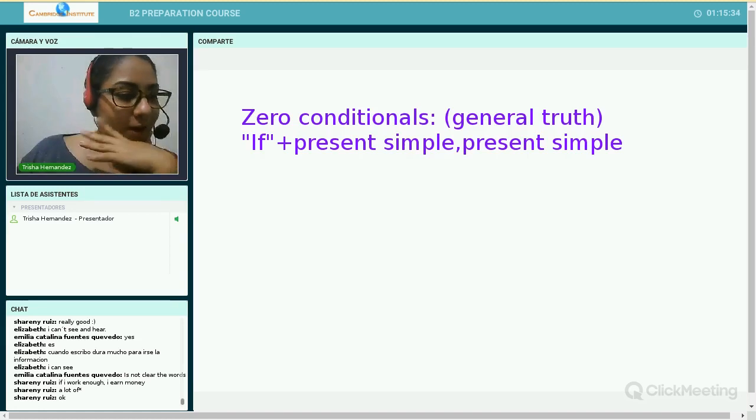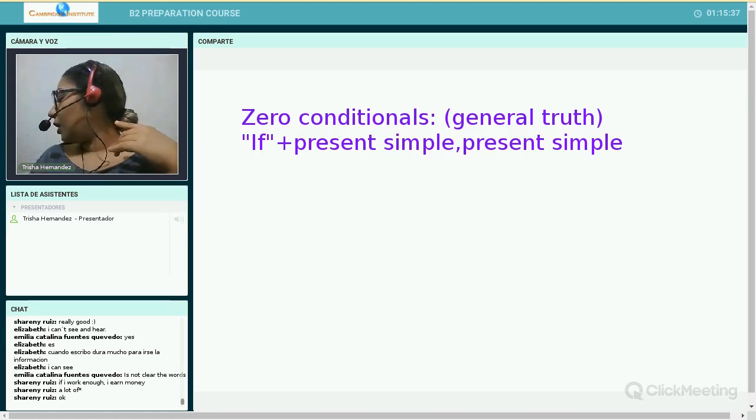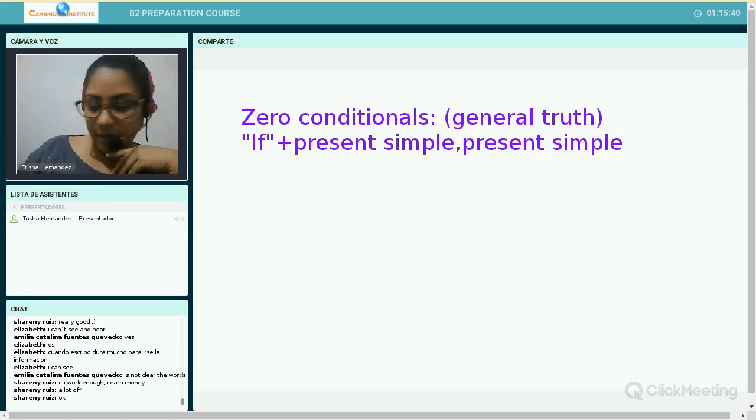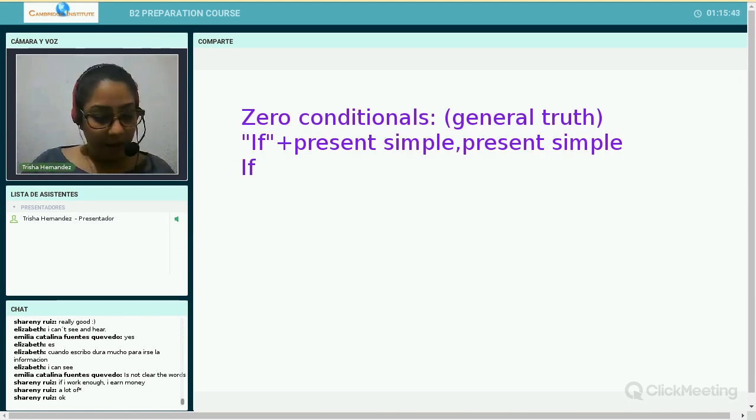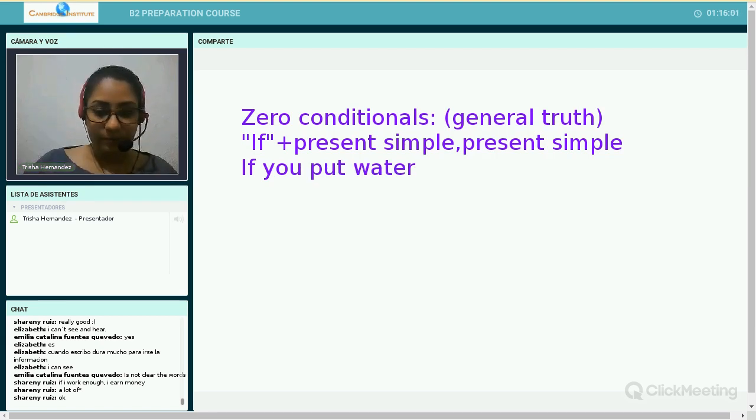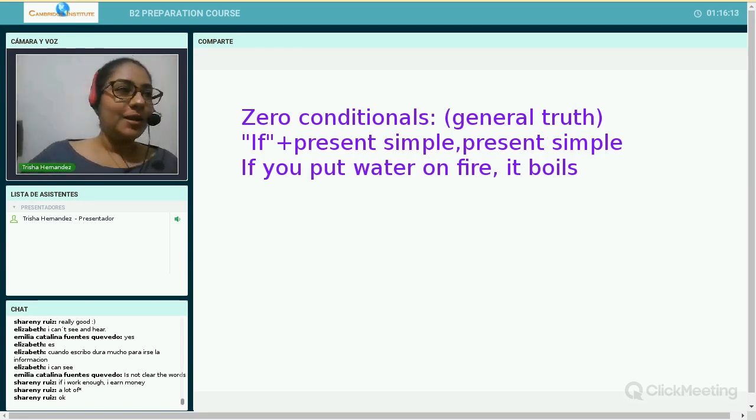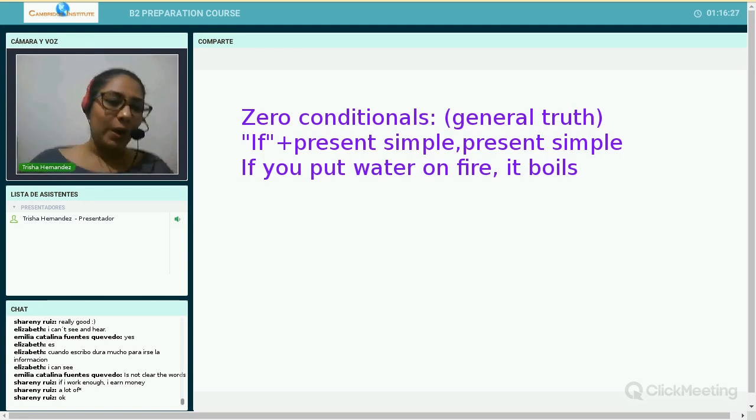A general truth would be like, if you put water on fire, it boils. Right? This is like something that is always going to happen.